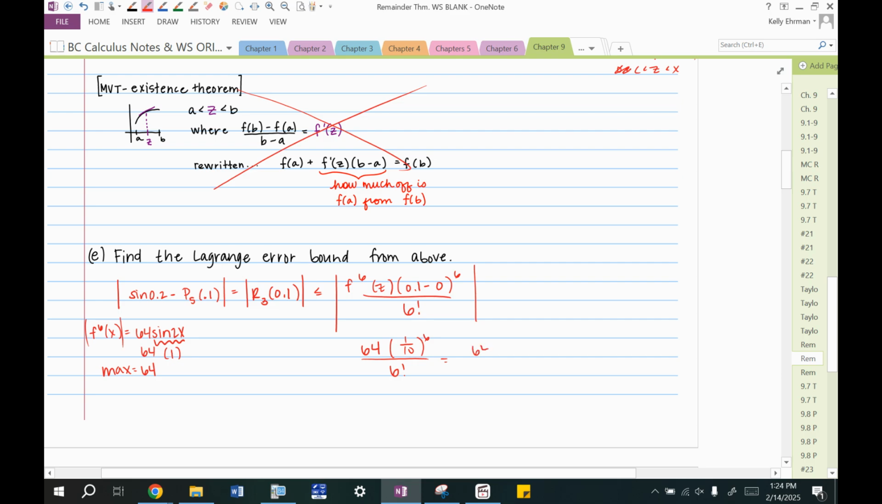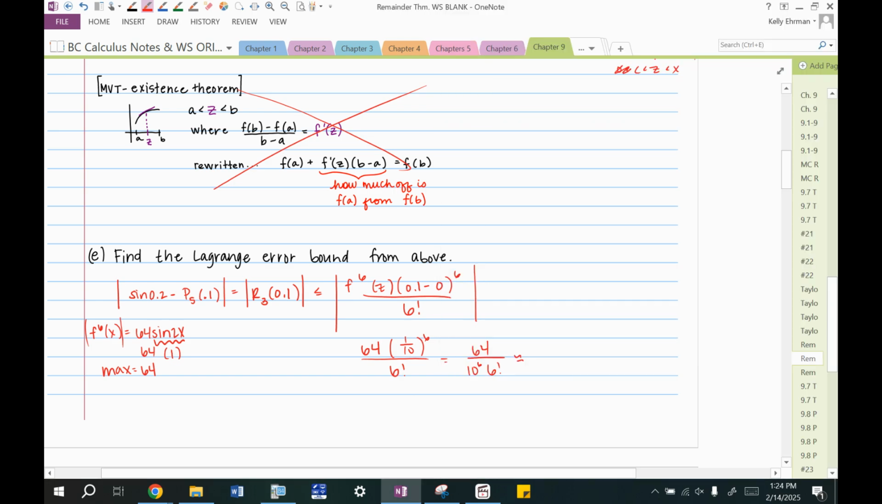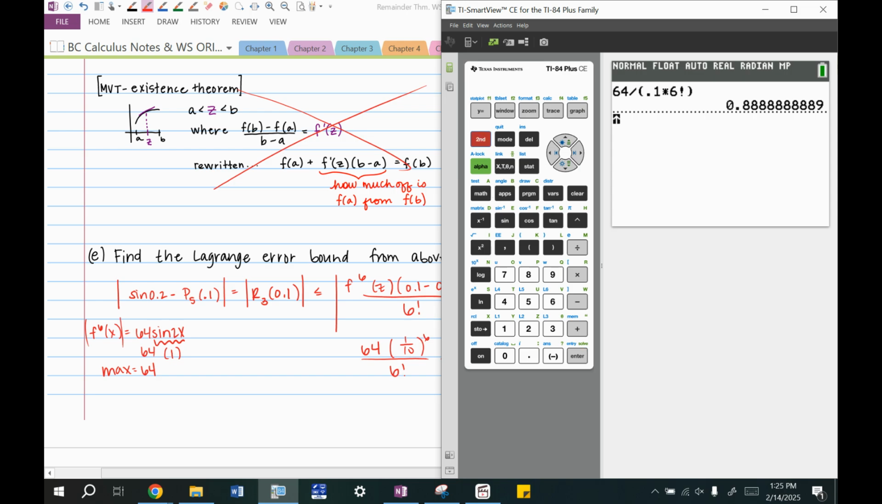So that's 64 over 10 to the 6th times 6 factorial. Let's go ahead and just do that in the calculator. 64 divided by 0.1 times 6 factorial. Wait a minute, what happened? Oh, 0.1 to the 6th. I was going to say that's a pretty bad error. 0.1 to the 6th times 6 factorial. No, what happened?